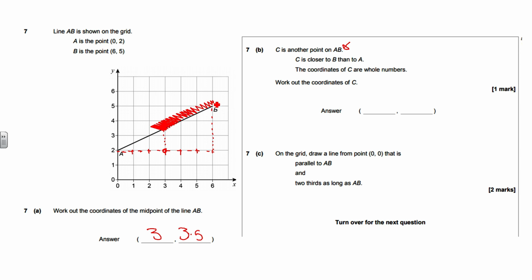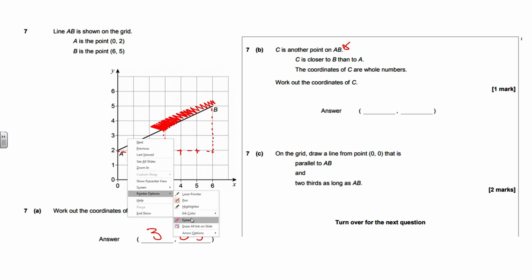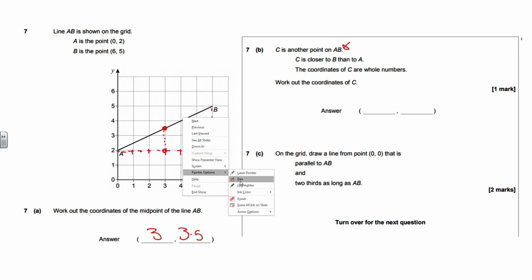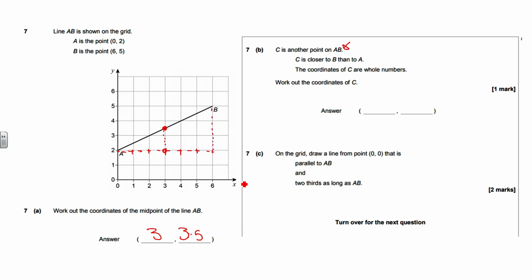So whole number coordinates would mean that it has to lie exactly on a coordinate, so on an exact crossing of those lines on the grid. So this side needs to be just there. So the point C must be 4, 4. On the line, nearer to B than A, and on an exact coordinate.